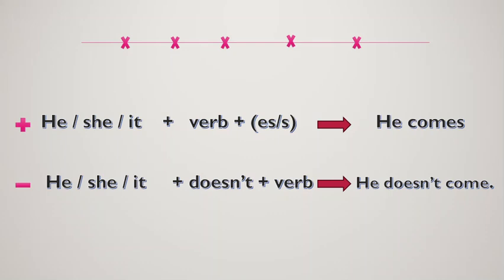Now let's learn about he, she, and it. It's a little bit different because we should add es or s to the verb. He comes. For negative form, he, she, it plus doesn't plus verb. He doesn't come.